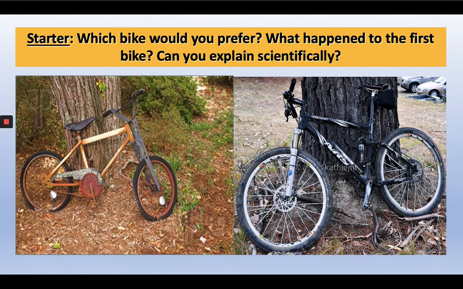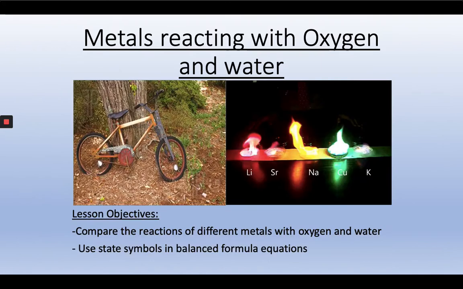So obviously, without a shadow of a doubt, you're going to prefer the bike on the right. It looks new, it's not rusted, a number of reasons, and just generally looks better. So this is what we're going to be looking at today: metals reacting with oxygen and water. Compare the reactions of different metals with oxygen and water and use state symbols in balanced formula equations. Those are your two learning objectives for today.